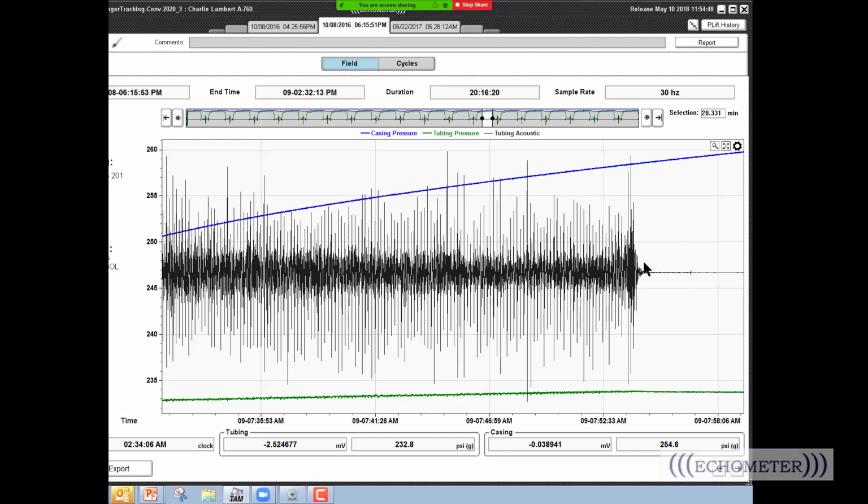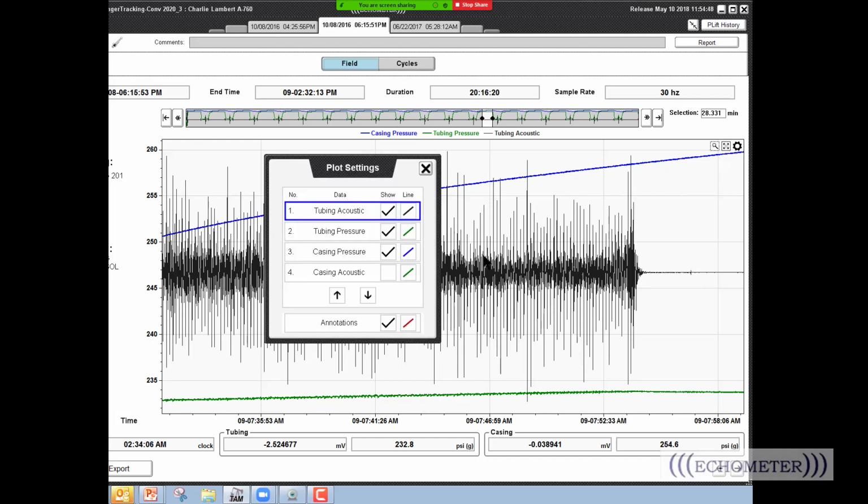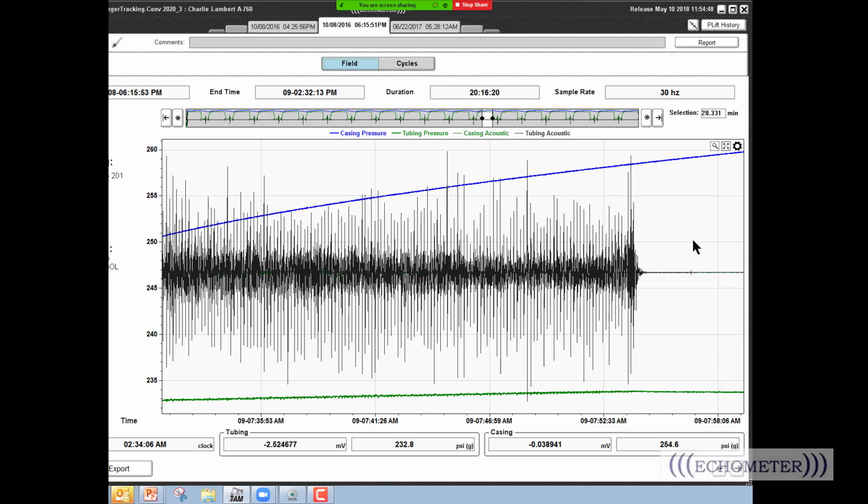And so I've got two microphone signals there. One's on the casing in red and one's on the tubing in black. And so you just see one black signal because the signal from the microphone on the tubing is much louder than this quiet casing. So I'm going to go into the settings and make sure both of them are turned on. Both of them are turned on right there. And so I turn them on, and you still can't see anything.